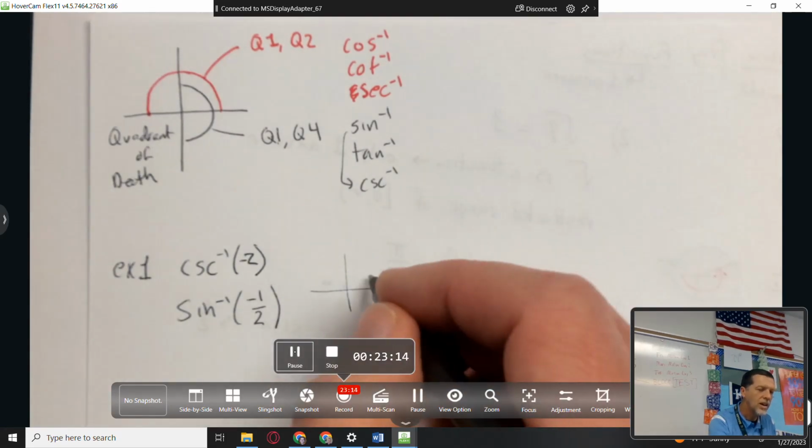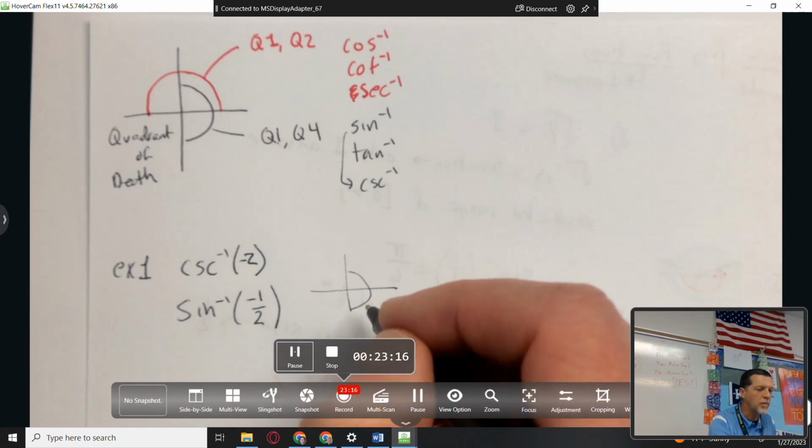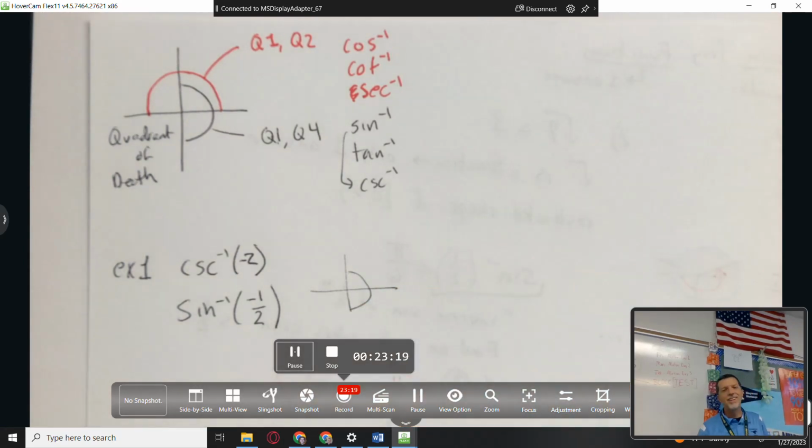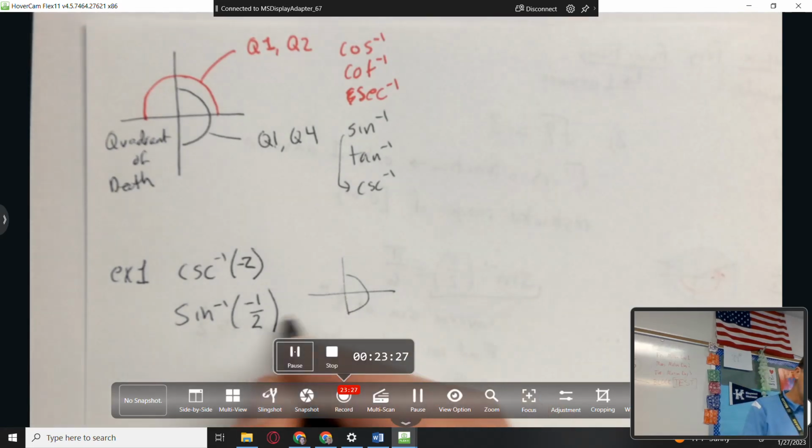Careful, sine's got to... I read fourth, I think. Sine's negative in the down. Okay, and then fourth quadrant, so it'd be like negative? Negative pi over 6.